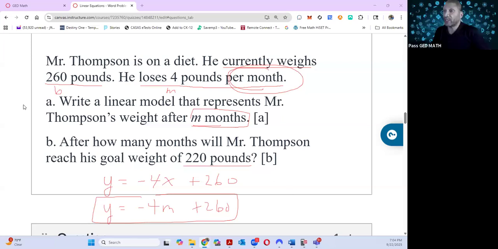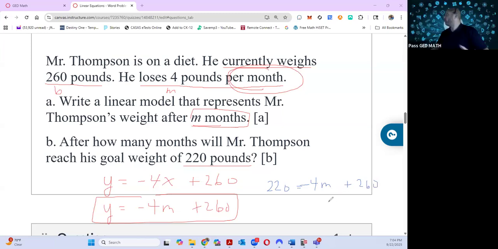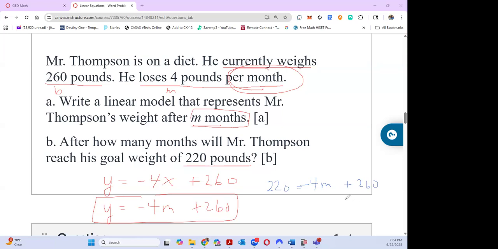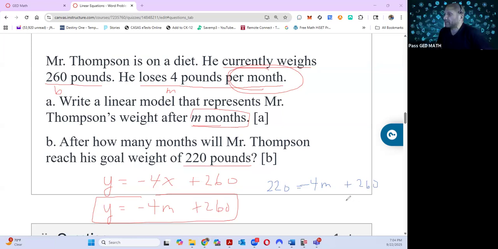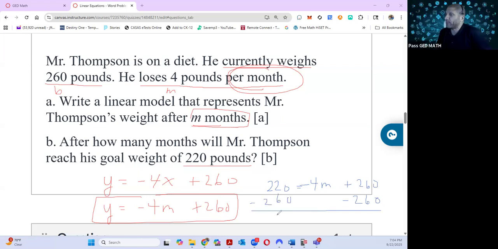So now I'm gonna change my color. 220 equal minus 4M plus 260. Okay. In order to get M by itself, what must I get rid of first? 260. And what's the opposite of plus 260? Minus 260. Whatever I do on one side, I do on the other. What's minus 260 plus 220?